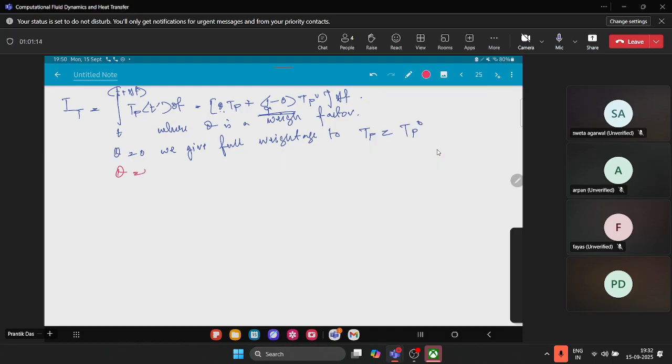And if theta equals 1, we give full weightage to Tp at t plus delta t, equal to Tp. And if theta lies between 0 and 1, we give non-zero weightage to both.